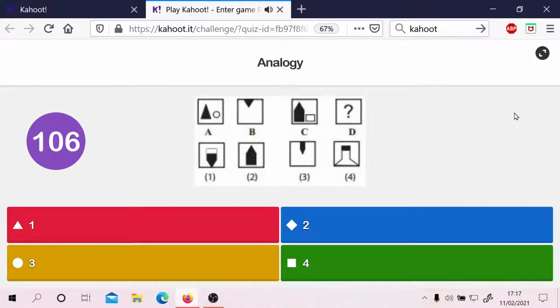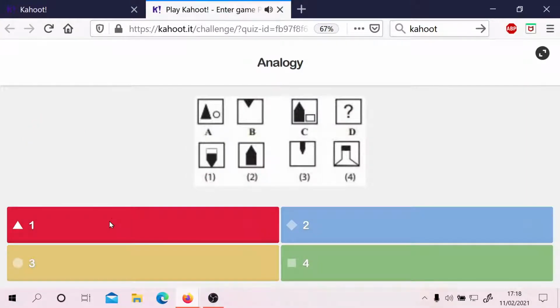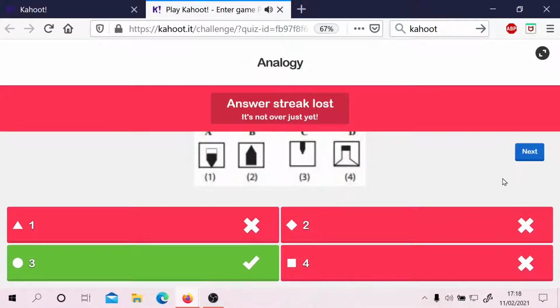What? That's hard. That one is tough. I don't see how A goes to B. Again, it looks like pairs. Certainly, I think the triangle has to be upside down. So that would rule out probably 2 and 4. I think I'm going to go for 1. The answer might be 3, though. Okay.